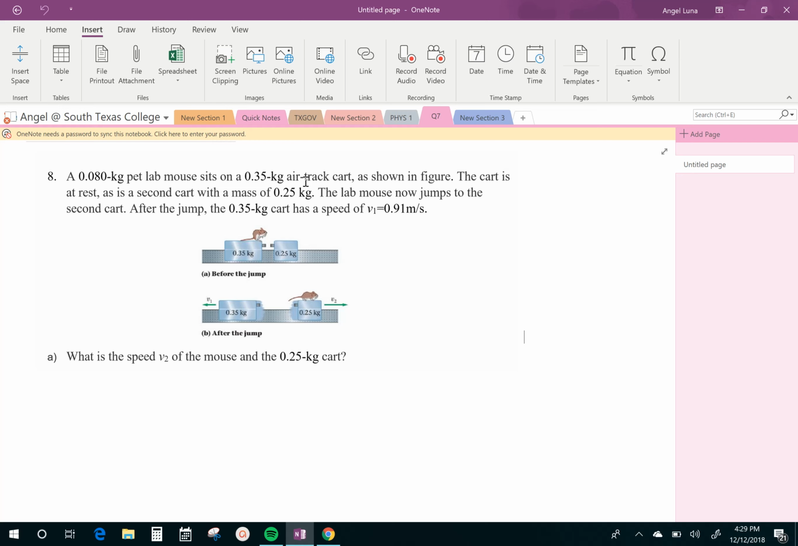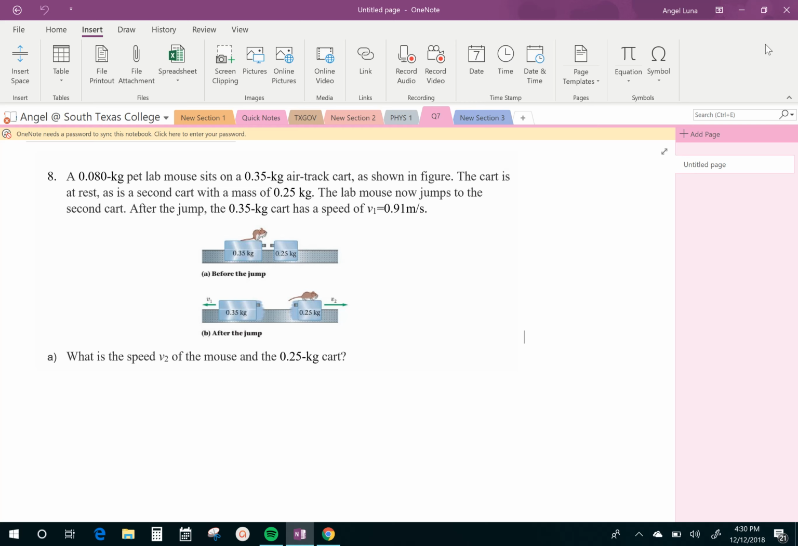So a 0.08 kilogram pet mouse sits on a 0.35 kilogram air-track cart as shown in the figure. The cart is at rest, as is a second cart with a mass of 0.25 kilograms. The lab mouse now jumps to the second cart. After the jump, the 0.35 kilogram cart has a speed of v1 equals 0.91 meters per second. What is the speed v2 of the mouse and the 0.25 kilogram cart?